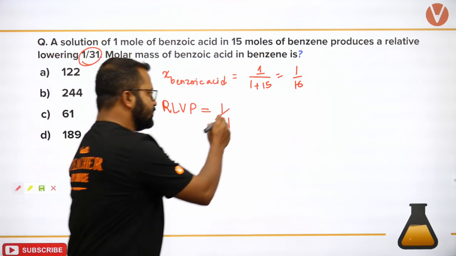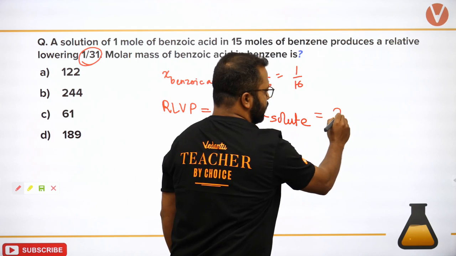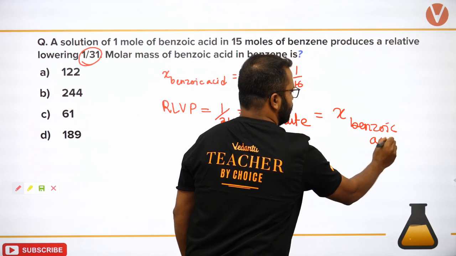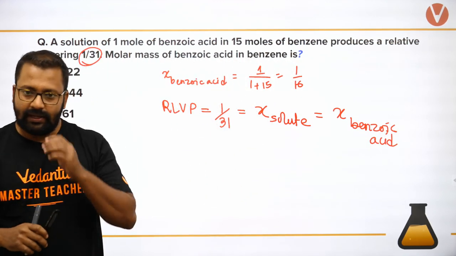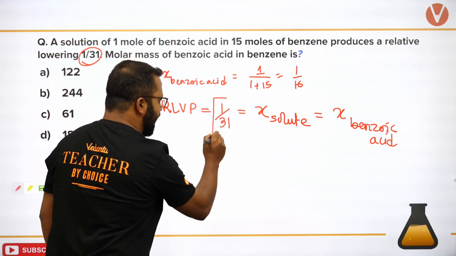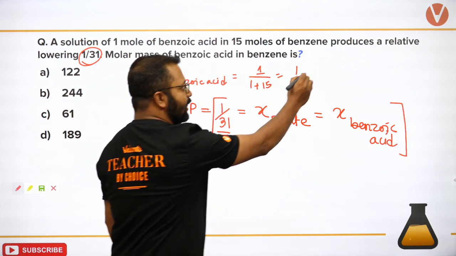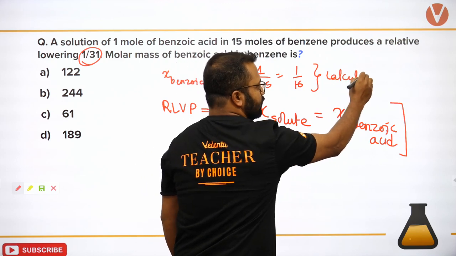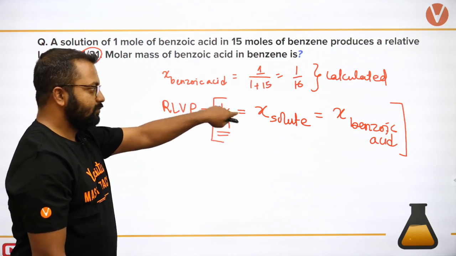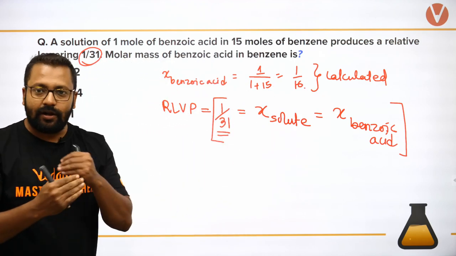Now you know that this is equal to the mole fraction of solute, which is nothing but mole fraction of benzoic acid. So the observed mole fraction of benzoic acid is 1/31, while the calculated, इसको हम calculated बोल सकते हैं आराम से. So ये calculated है और ये observed है. Observed 1/31 है, ये calculated है. तो आप देख रहे हैं कि ये reduce हो रहा है.